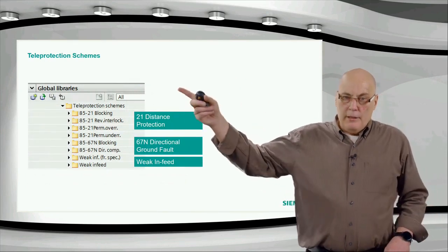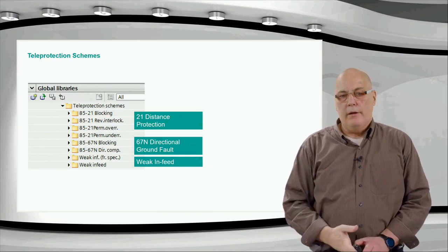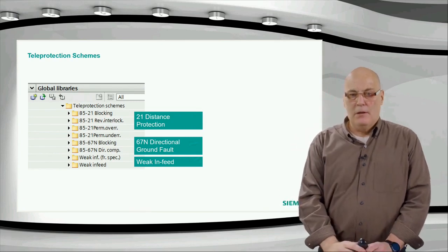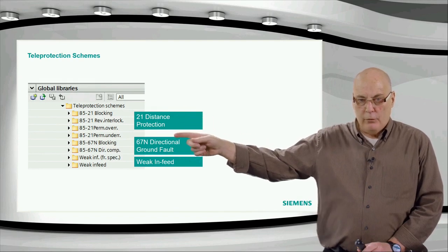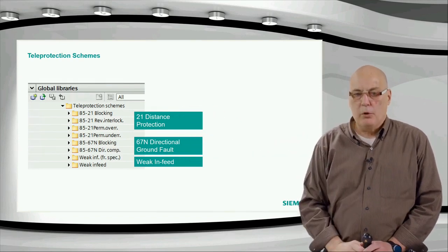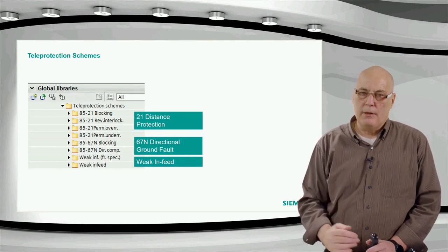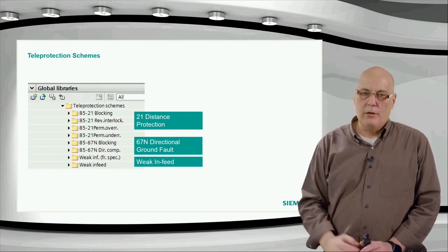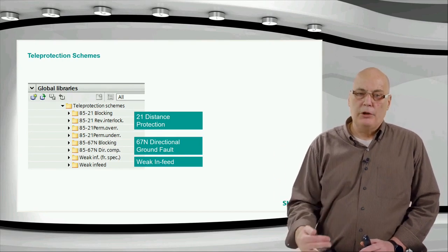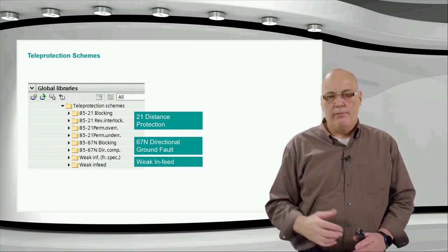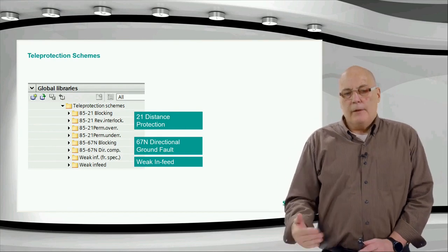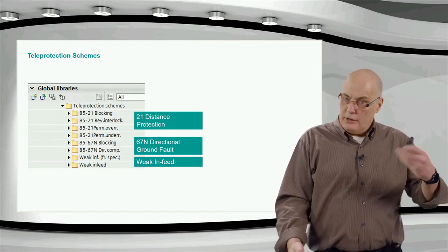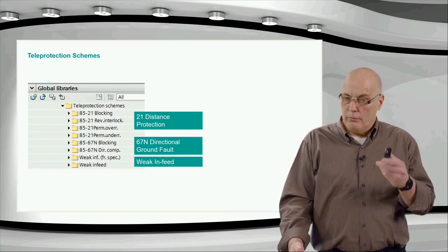Again, now in the Dixie project tree, you can see there are a number of teleprotection schemes. The distance protection teleprotection schemes are 25, 85, 21. You get a blocking scheme, reverse interlocking scheme, permissive overreach, and permissive underreach: 4 different schemes. The reverse interlocking scheme is added here. That's what we spoke about just now when we did the transformer protection.